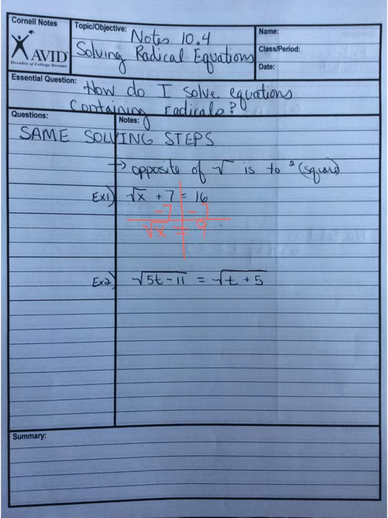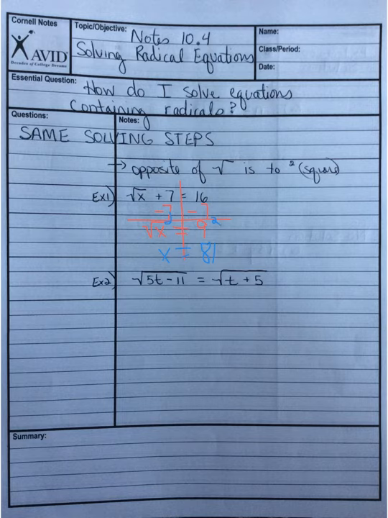And then it says the square root of x equals 9. The opposite of the square root is to square. So we want to make sure we square both sides. Whatever we do to one side, we do to the other. And x here equals 81. So just going through your solving steps, just like we've always done.